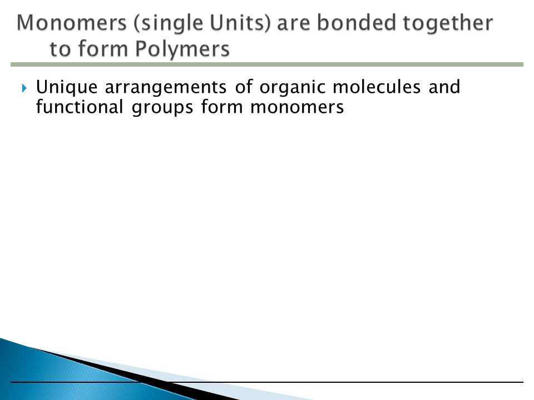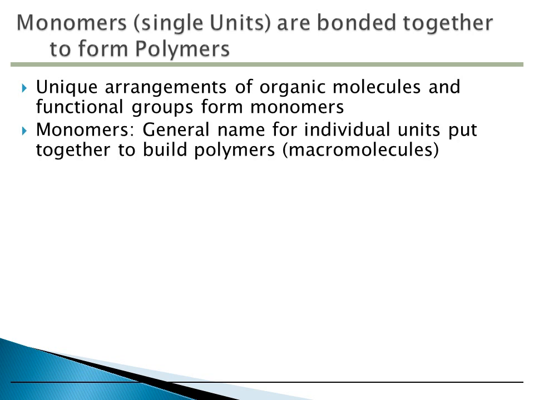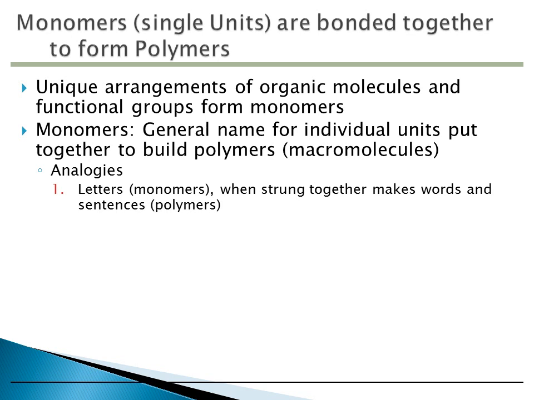We take these single units and put them together to form polymers. So this monomer is just a very generalized name for the individual units that are put together to build polymers, which is another general name for these large macromolecules. We can think of monomers, we'll use this analogy, as individual letters. When you string those letters together, you can make words, sentences, stories, books, whatever you're looking at.